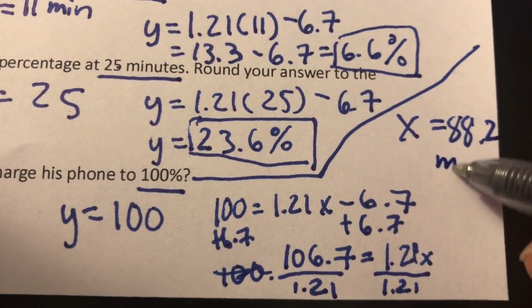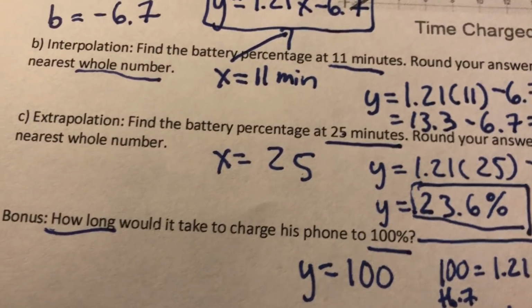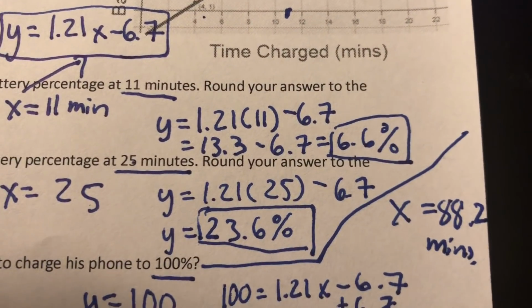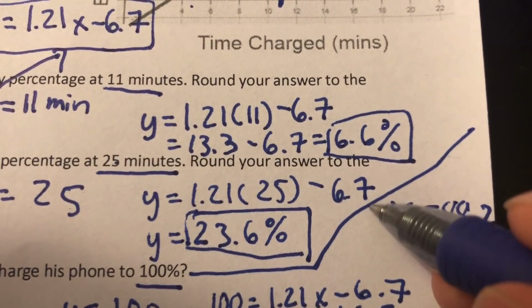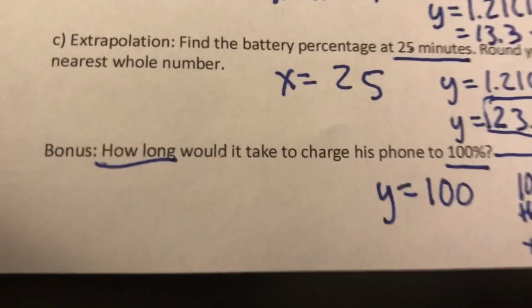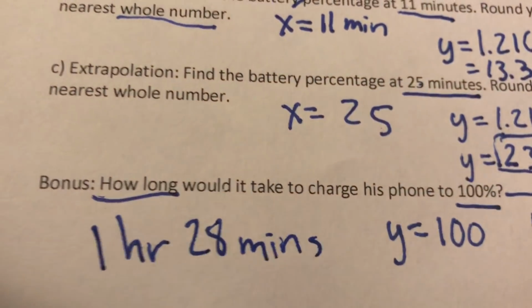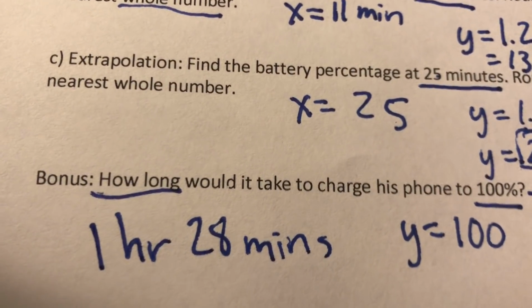88.2 minutes. So answering the question, how long would it take for his phone to charge up to 100%? 88.2 minutes. That is going to be my answer, but that's hard for you guys to actually process. So I'm going to turn it into 1 hour and 28 minutes. So it's going to take 1 hour and 28 minutes to charge my phone all the way up to 100%.